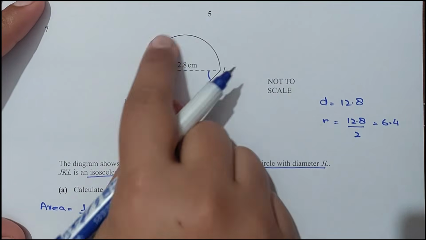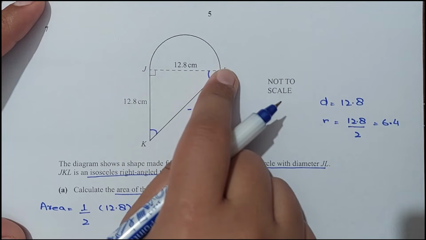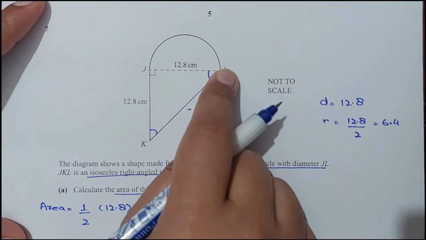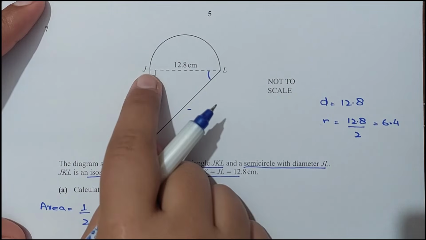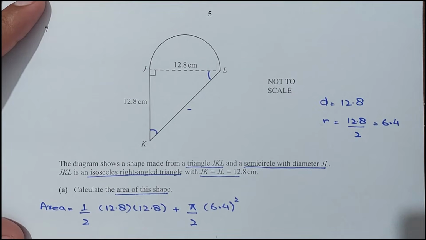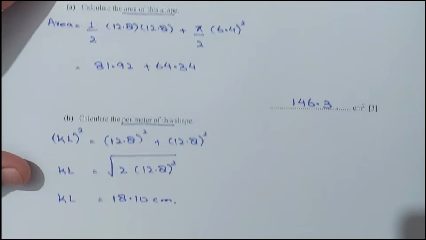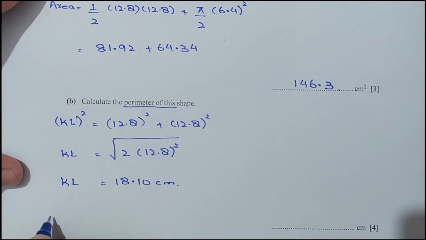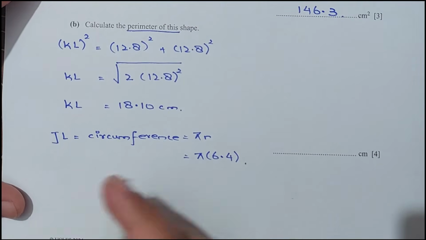Now let me find this arc length. It's not arc length, this is the circumference of this semicircle. The circumference of a circle is 2 pi r, but for a semicircle it is 2 pi r divided by 2, so just pi r. So this curved part is pi times the radius. So pi and the radius is 6.4. We have already done this.